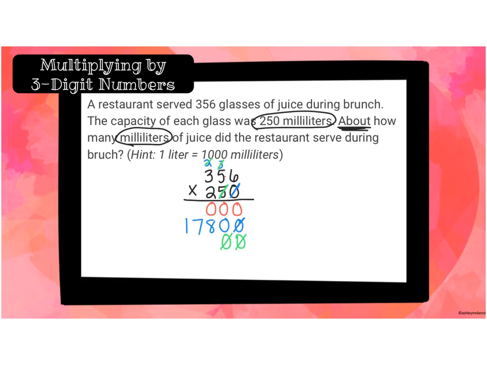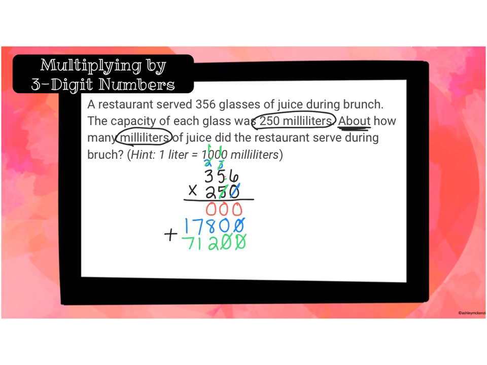Okay. So now I'm going to distribute the 2 to the 6. So 2 times 6 is 12. Carry the 1. 2 times 5 is 10 plus the 1 is 11. And then 2 times 3 is 6 plus the 1 is 7.